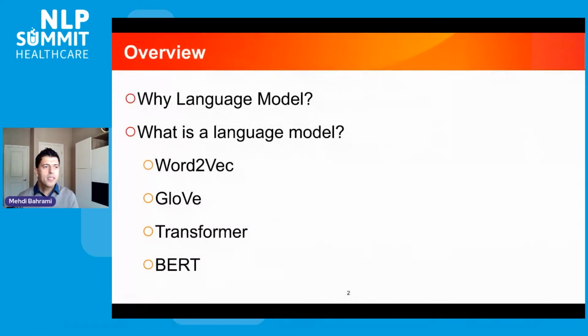In this talk, I'm going to focus on why we need language models and what language models are. Then we will look at a variety of different language models, and at how those language models could help in healthcare system scenarios. So we will look at word to vector, graph, transformer, and BERT. All right, let's get started.